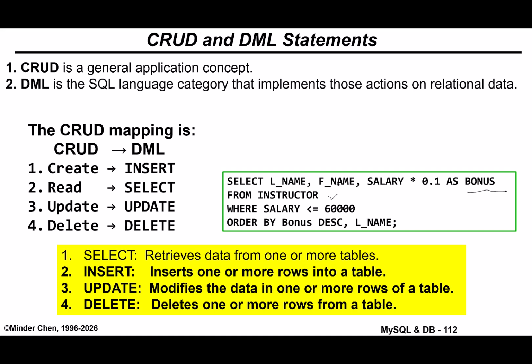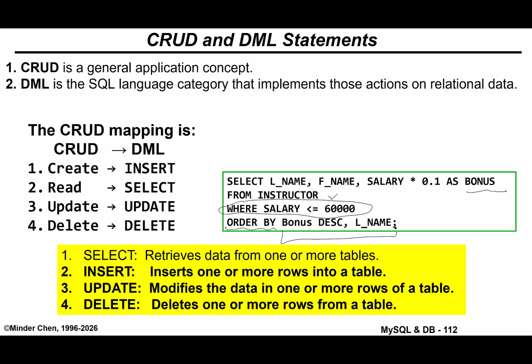And from a table, so far we deal with only one table in a select statement. And then we can set the criteria such that we can select only the rows that we want from the table. And the result can be sorted, so we can use the order by clause to sort the result based on one or more columns in ascending or descending order.